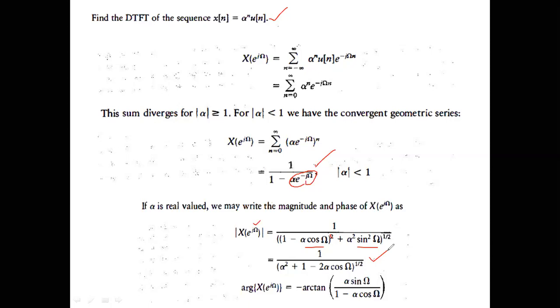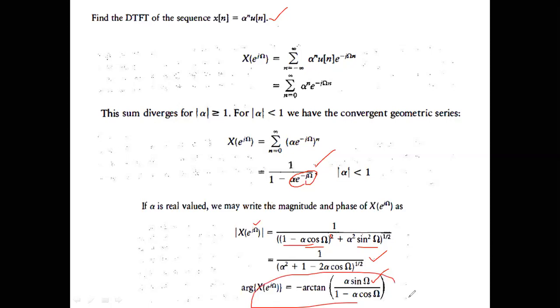Okay, then what about the phase angle? What is the formula for phase angle? It is minus tan inverse of imaginary part by real part. What is the imaginary part? The imaginary part is alpha sin omega, so minus tan inverse of imaginary part divided by the real part. So this should give you the phase angle.